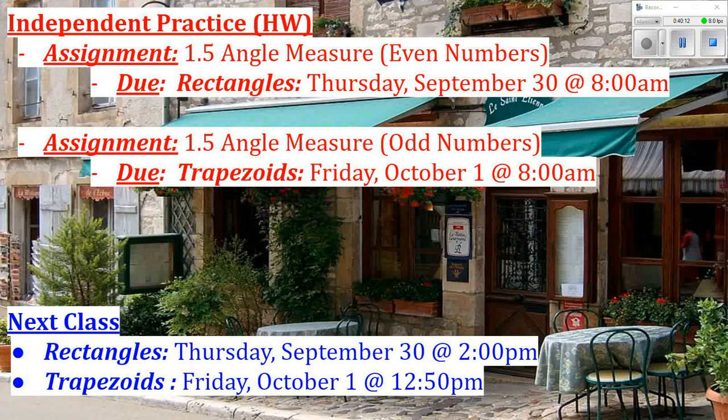Next time I'll see you, rectangles, will be on Thursday. And trapezoids, I'll be seeing you on Friday. And also, the homework that was supposed to be due today will be checked on Friday or Thursday. So make sure you have the angle measure and the other homework from 1.4 together. I'll be checking both of them.